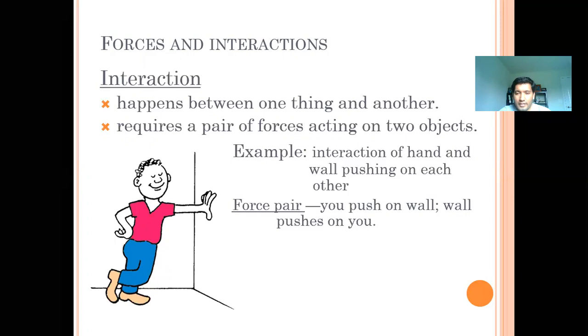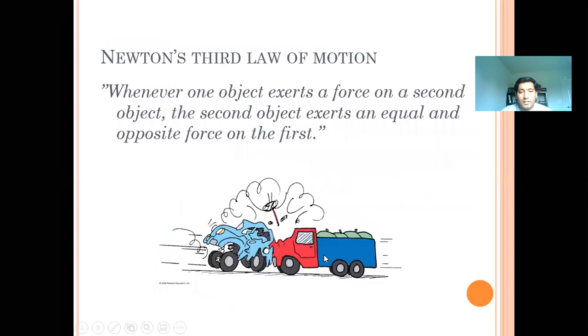So, the interaction of hands and a wall. Suppose this boy is pushing a wall. Pushing the wall with his hands, this is the action. And the wall is pushing at the same time, opposite to this boy's force, right? That is the reaction. So this makes a pair of forces. Okay, look here. So here is Newton's third law of motion. Whenever one object exerts a force on a second object, the second object exerts an equal and opposite force on the first. This is the statement.